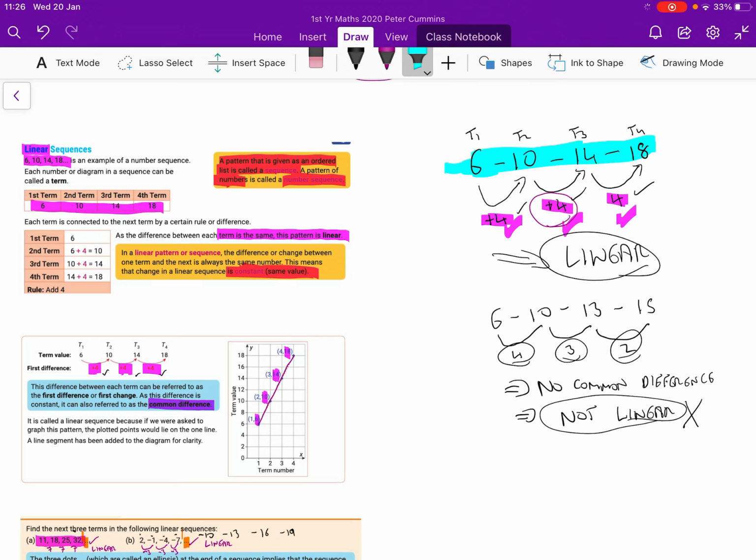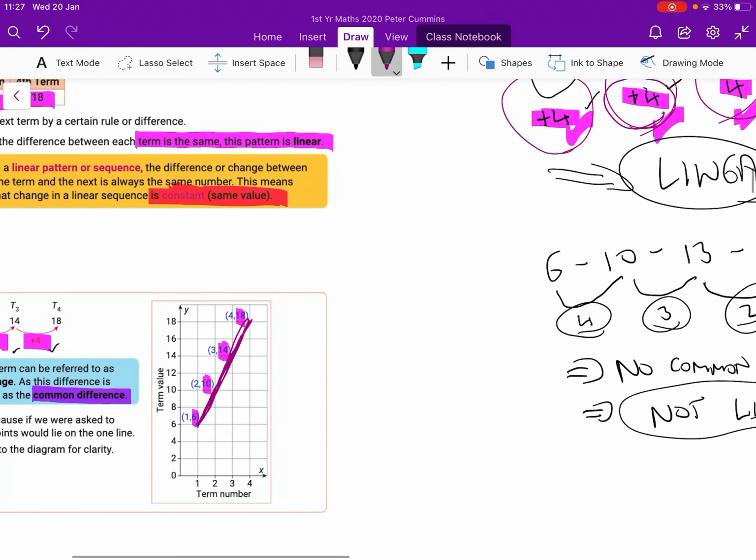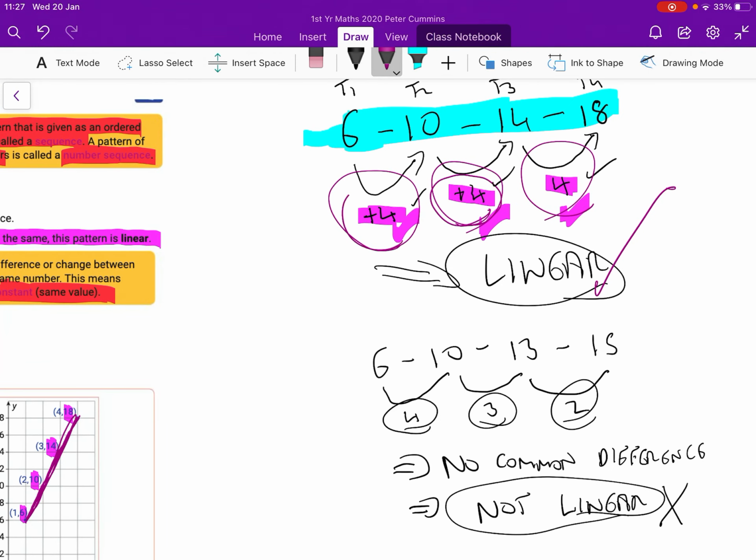And what I've looked at is what's the difference between 6 and 10? Well, it's going to be 4. The difference between 10 and 14 is 4, and the difference between 14 and 18 is 4. If the difference between them is the same, we say it is a linear pattern. So a straight line. Down here you can see what linear is. So linear means it runs in a straight line. And because we have 4 here, and 4 here, and 4 here, we call this a common difference, as in the same difference.